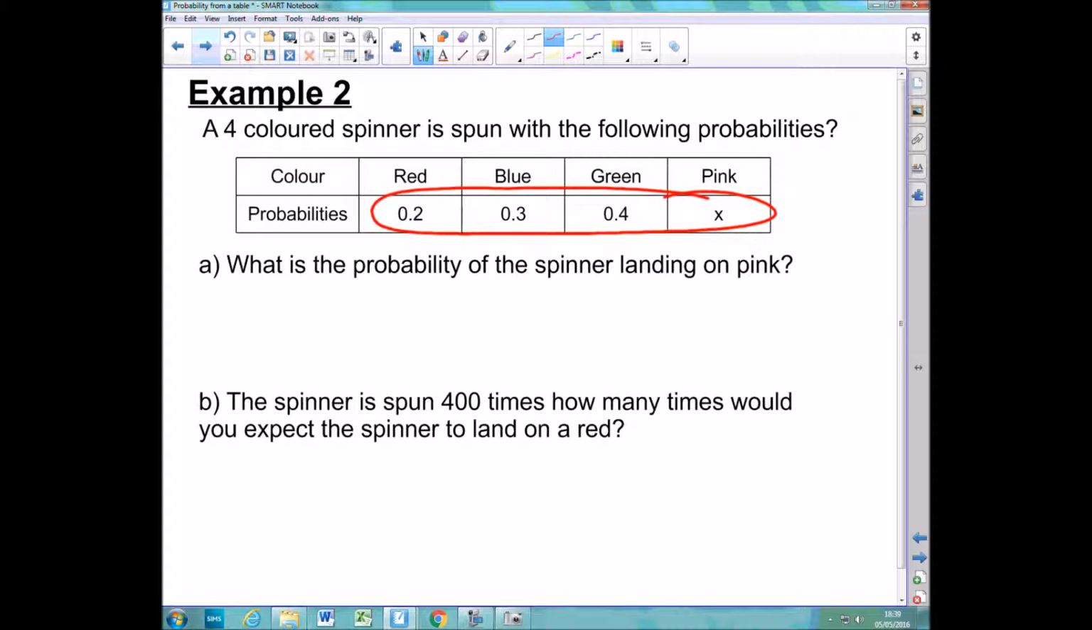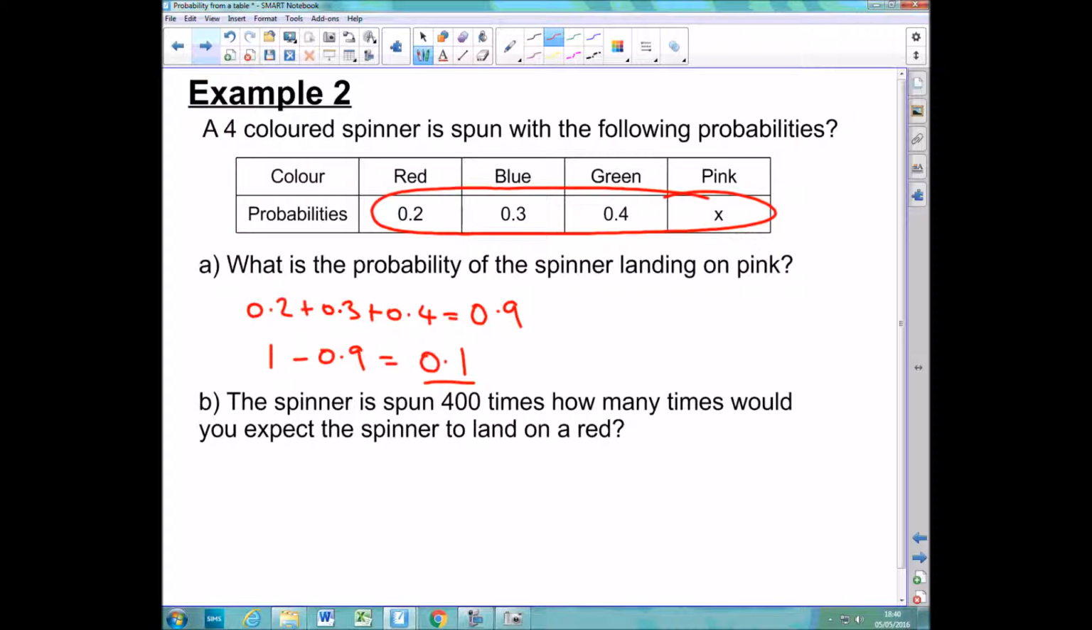And we should know that all probabilities add up to 1. So in this case, we need to find out what this pink value is so that all of those four numbers would add up to 1. To do this, we're going to first add up 0.2 plus 0.3 plus 0.4. In doing this, we get 0.9. So the pink must be 1 minus 0.9, which is 0.1.